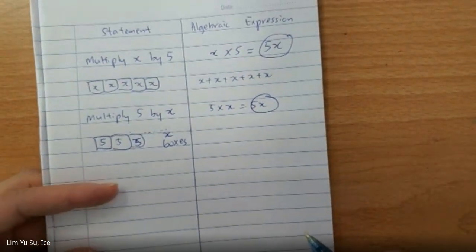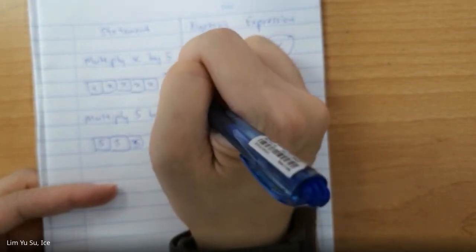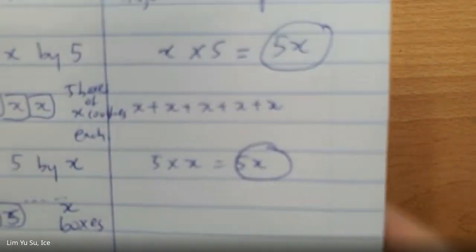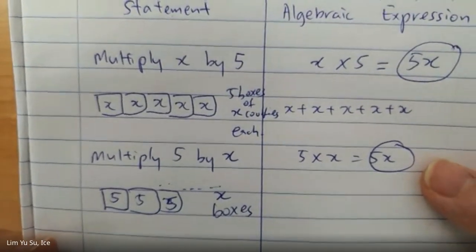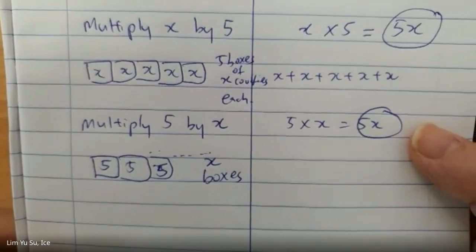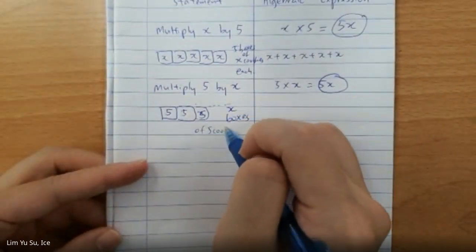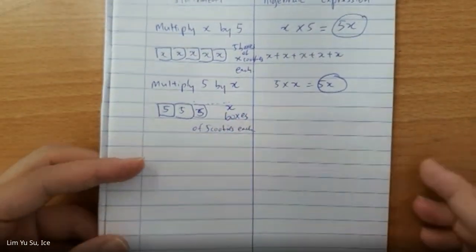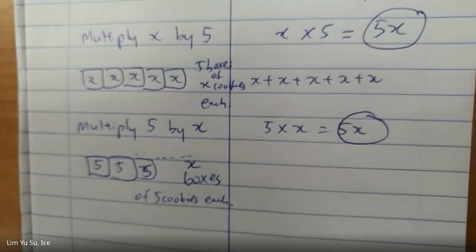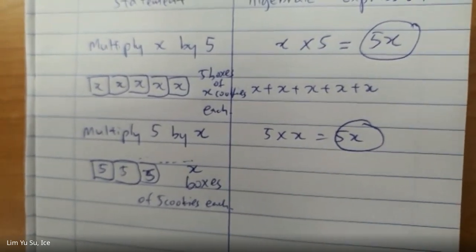So basically, the first scenario is I have 5 boxes of X number of cookies each. Can you understand? The first situation is that I have 5 boxes of X cookies each. The second situation is I have X boxes of 5 cookies each. Can you understand the difference in the story? So they are both 5x. The algebraic expression, they are both 5x.